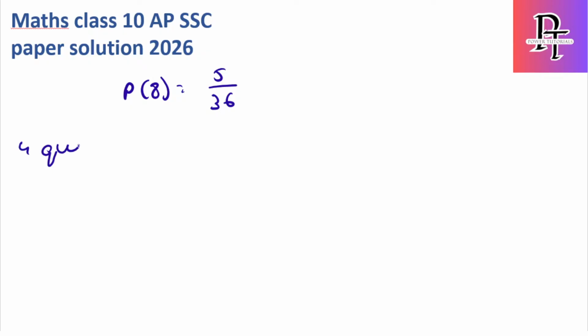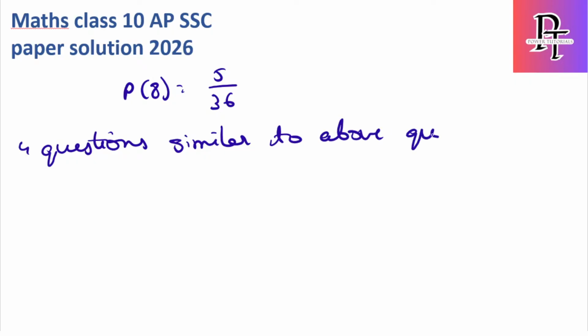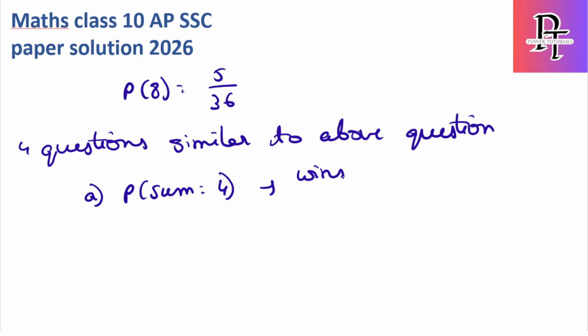4 questions similar to above question. So for this I will use the alphabet as A. The first one I will write P of sum is equal to 4. So for this winning cases, if sum is 4, then our value is easy, which is 1, 3, 3, 1 and 2, 2. So sum as 4, the answer will be 3 by 36.